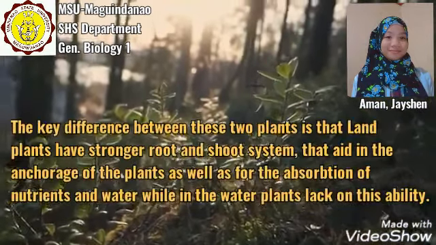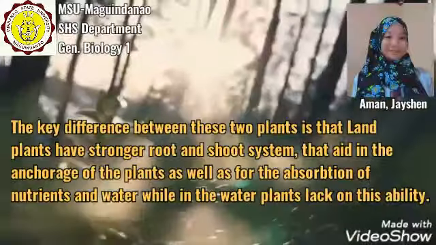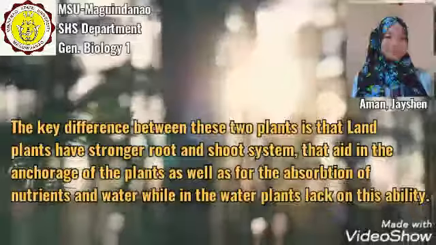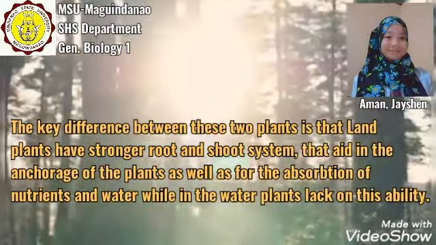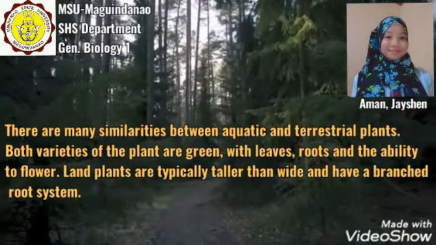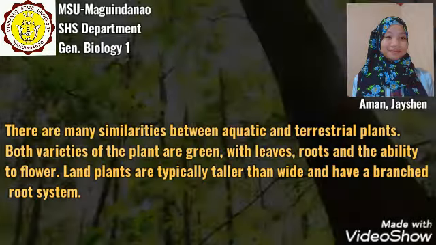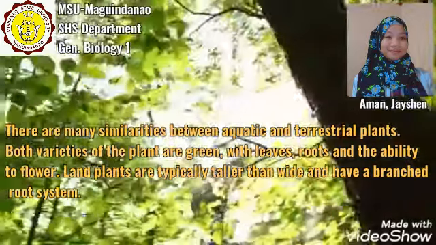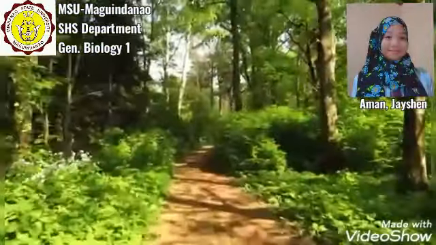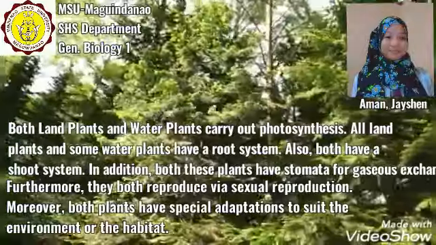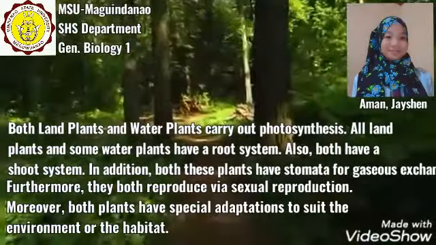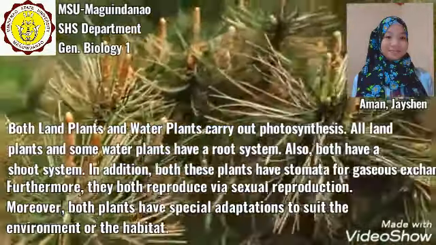So the key difference between these two is that land plants have stronger root and shoot systems that aid in the anchorage of the plant as well as in the absorption of nutrients and water, while water plants lack this ability. There are many similarities between aquatic and terrestrial plants. Both varieties of plants are green with leaves, roots, and the ability to flower. Both aquatic and terrestrial plants carry out photosynthesis, have stomata for gaseous exchange, both reproduce via sexual reproduction, and both have a special adaptation to suit the environment or habitat.